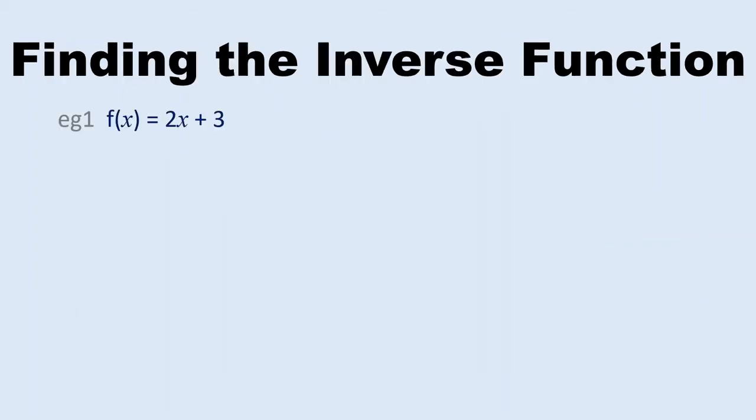So for example, if I start with the function f of x, which performs two operations on my input value. It takes x, multiplies it by 2, and then adds 3 to that answer. I want to undo these operations. So let's follow these steps. First, for slightly easier notation, I'm just going to write y instead of f of x. y equals 2x plus 3.